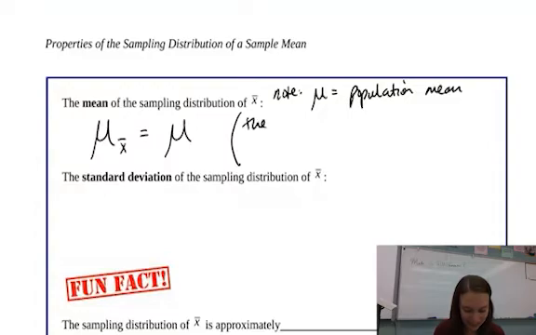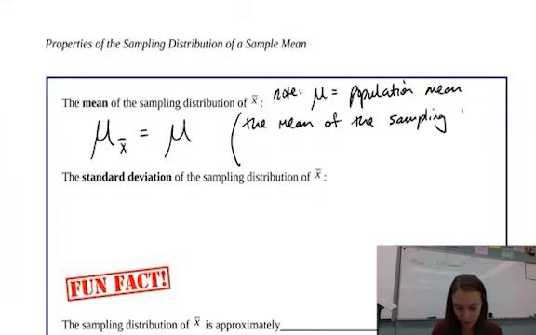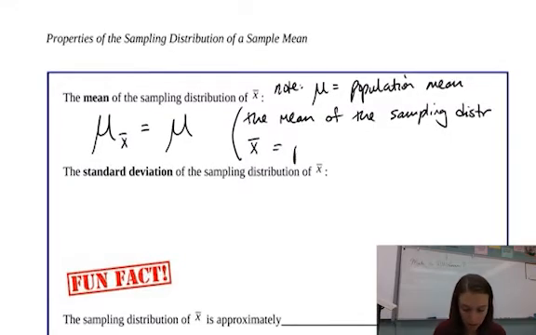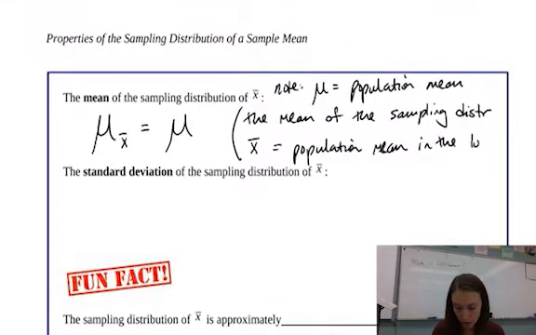The mean of the sampling distribution, which is mu of X bar. So the sampling distribution of X bar. So the mean of all of those means equals the population mean in the long run. So the sampling distribution, actually, we don't even have to say in the long run.